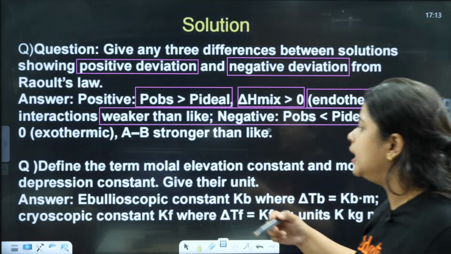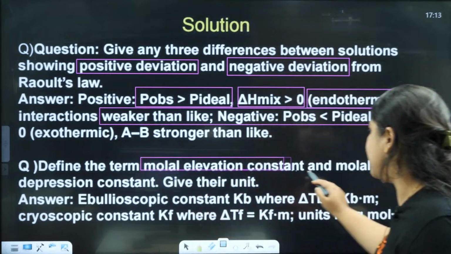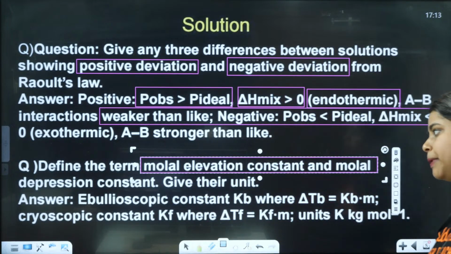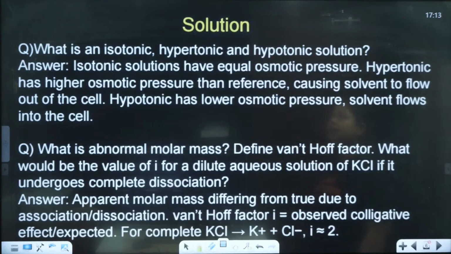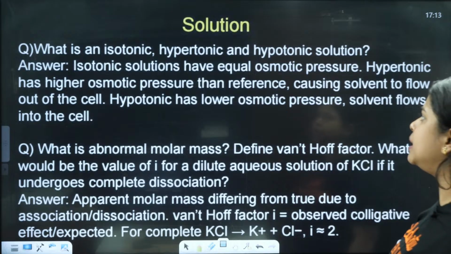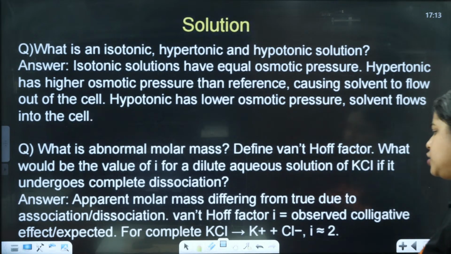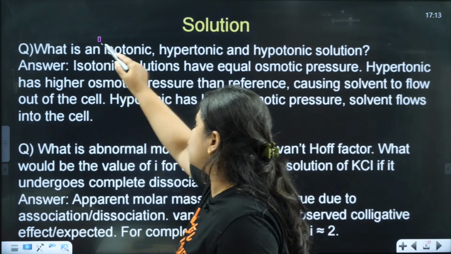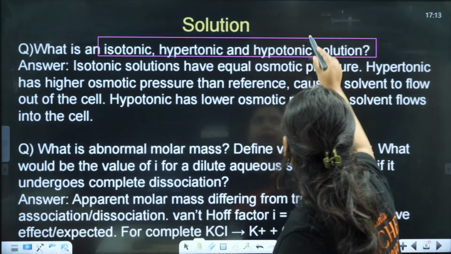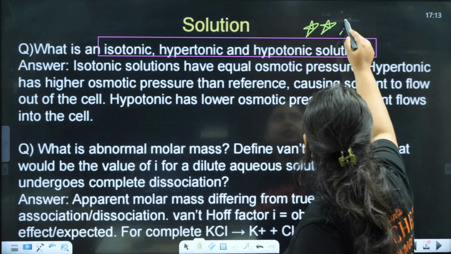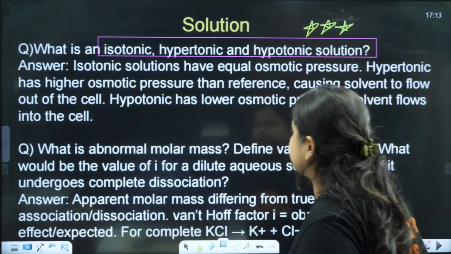Next question is what? Define the terms molar elevation constant and molar depression constant. This has also been asked a lot of times. Okay. Next, what is an isotonic, hypertonic and hypotonic solution? See, this is also very important. These definitions have been asked a lot of times. So I'm putting it as 3 stars. 3 stars means it's a definite question.